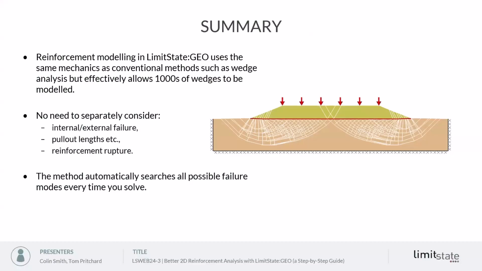Okay, so I can see we're running towards the end of time. So just to summarize then, hopefully you've seen that for reinforcement modeling in limit state geo, we basically use the same mechanics as conventional methods, such as wedge type analysis, but we allow thousands of wedges to be modeled. The software will inherently look at internal, external failure, pull-out links, reinforcement rupture, differential sliding on the top or the bottom of the reinforcement independently. And the software will automatically search all possible failure modes every time you solve.